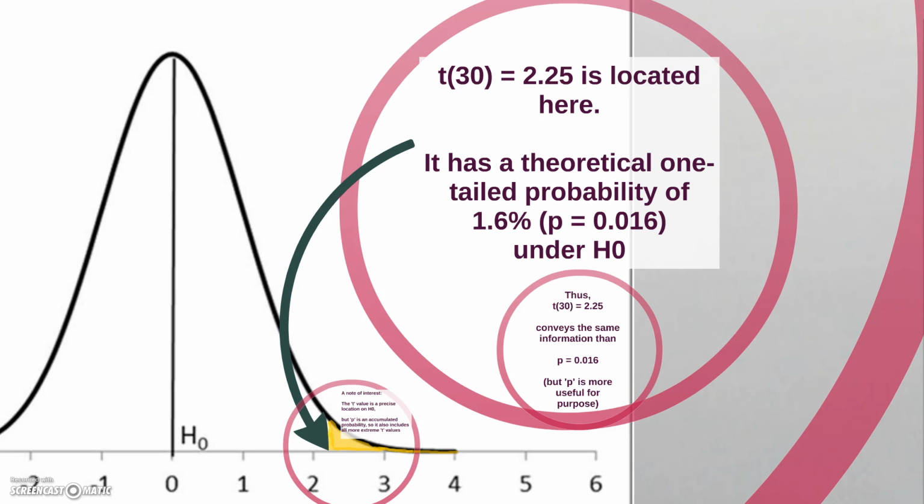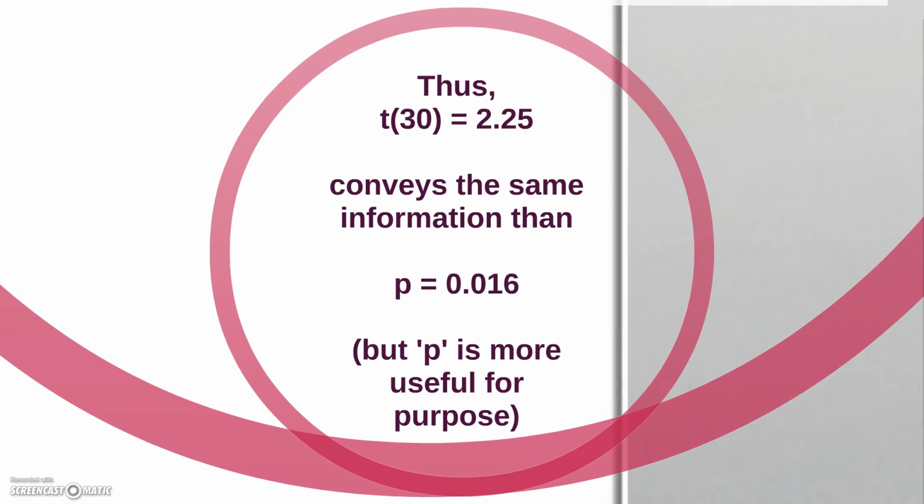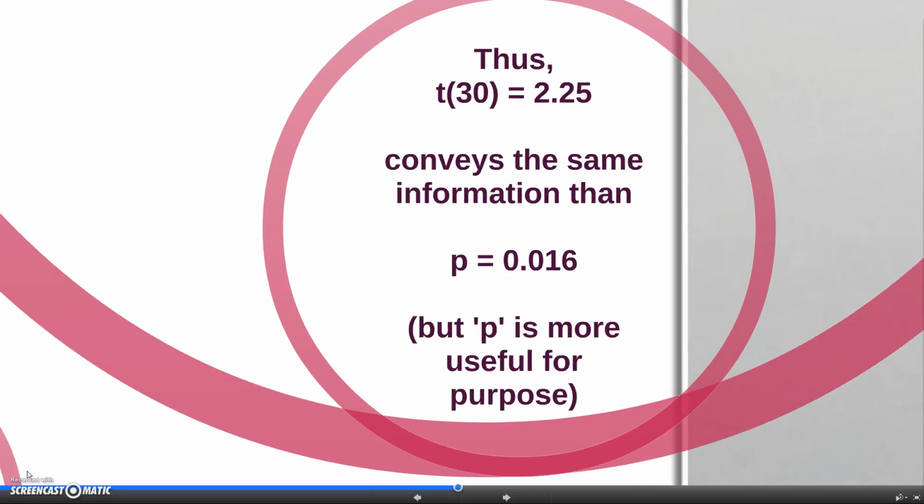So not only the location, we get information not only about the location in the distribution, but also about the probability of the data under that location. Now, these two pieces of information convey the same information to us. Okay, so you could use the t-value, or you can use the probability, although perhaps the p-value is the one that is more useful for the purpose of the test.